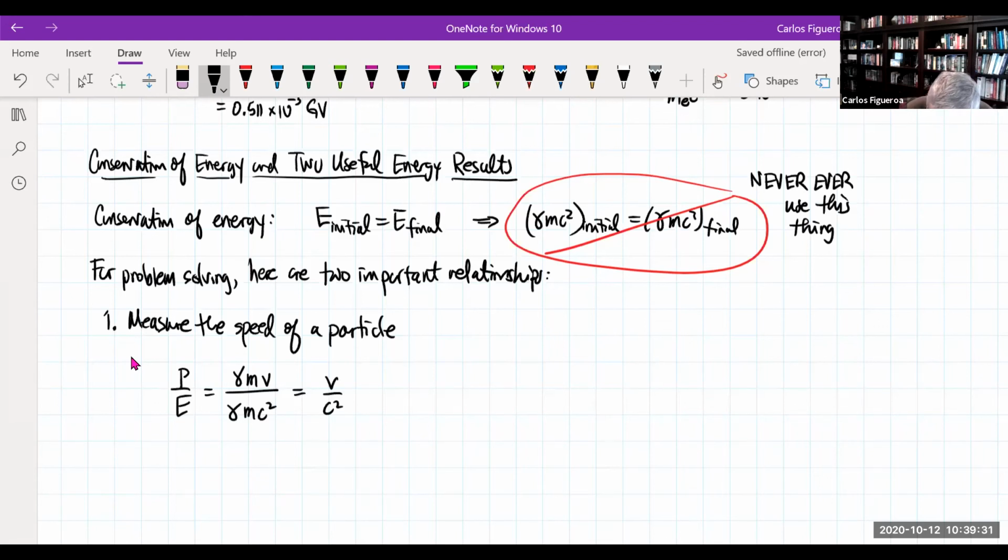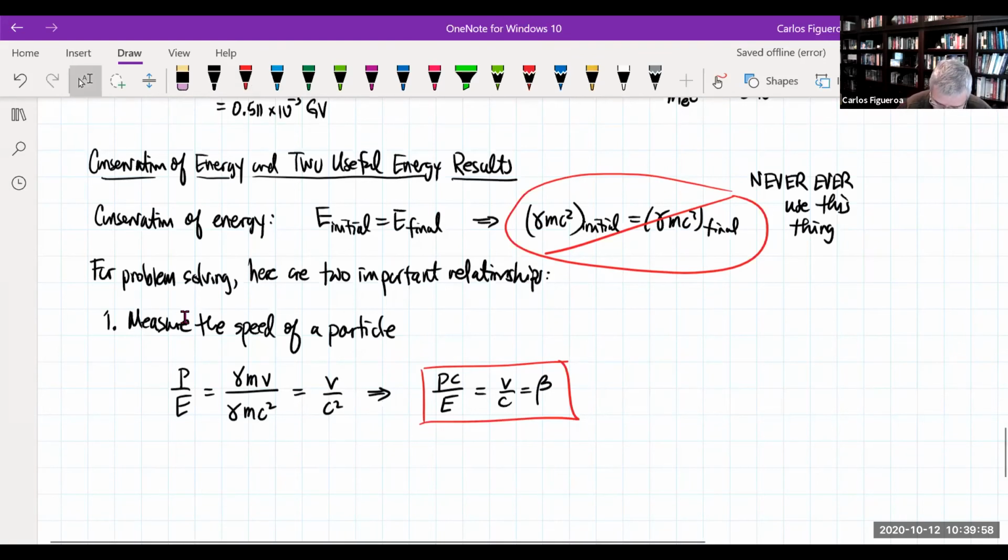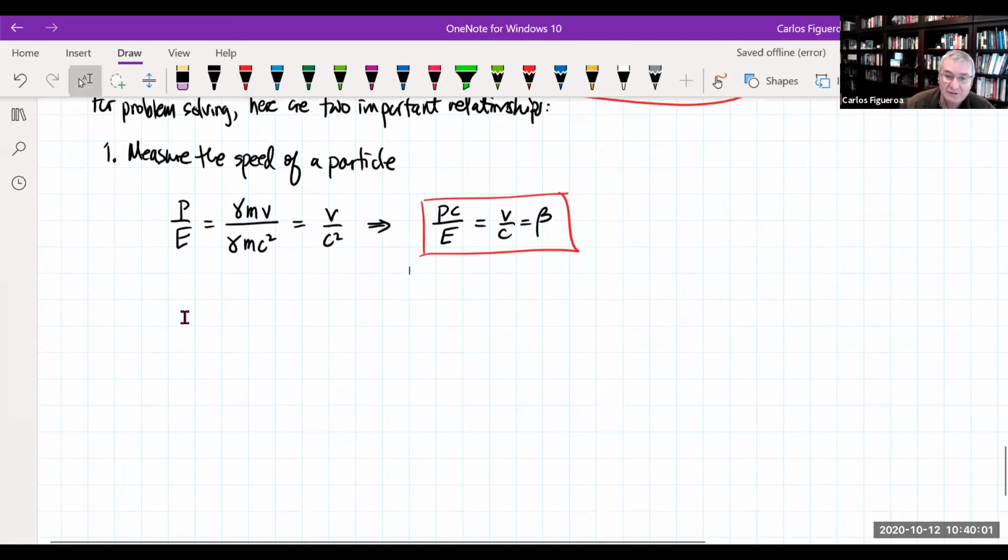So in other words, see that c squared? I'm going to take one of the c's to the other side here. So you're going to get pc over E is equal to v over c, which is beta. This is a powerful relationship. This is a very useful relationship. Let's look at the second one. The second one involves a lot of algebra, which I won't do, but it is in my lecture notes.